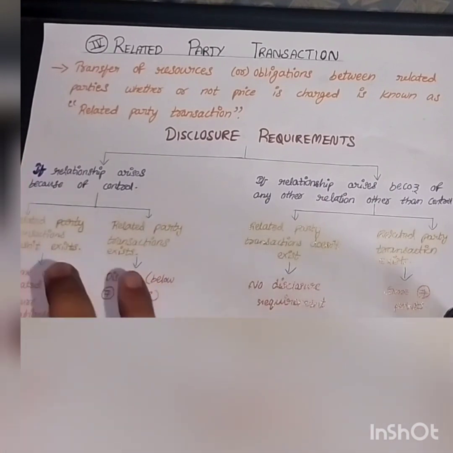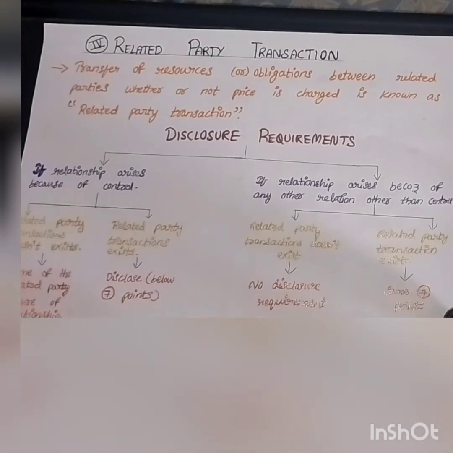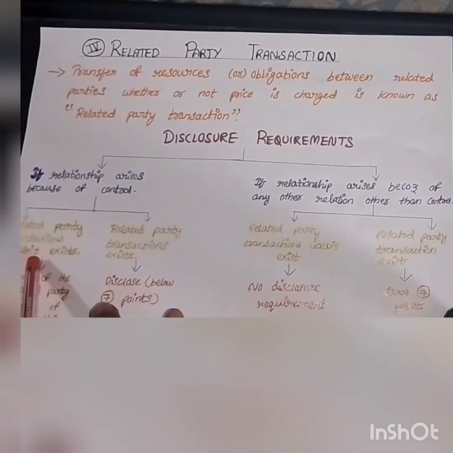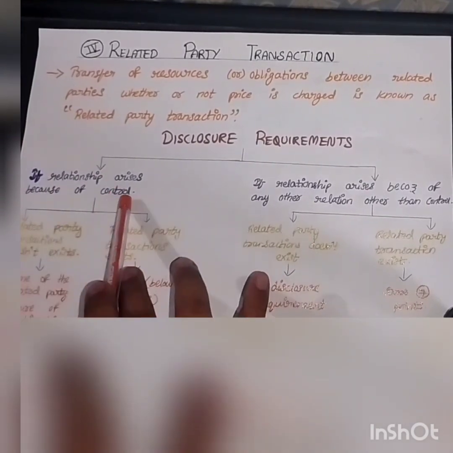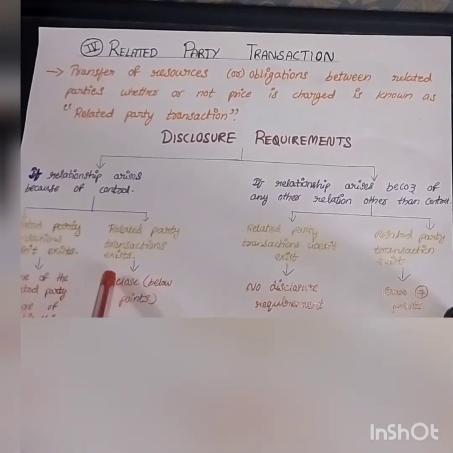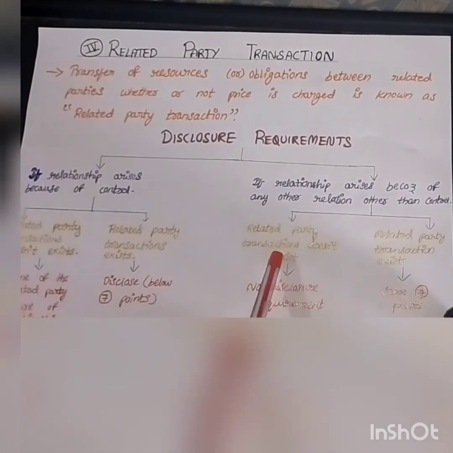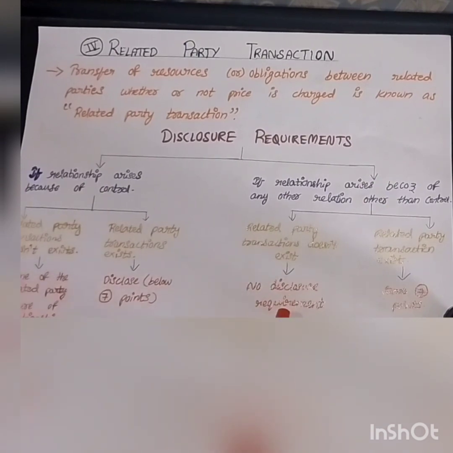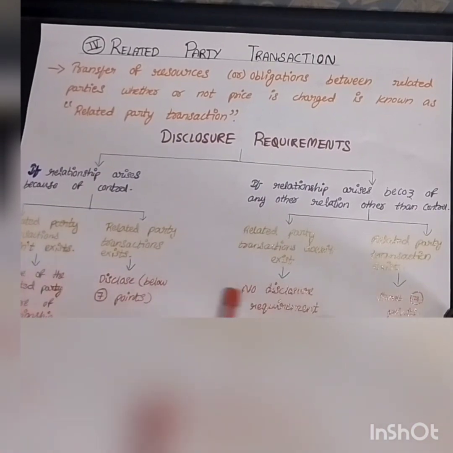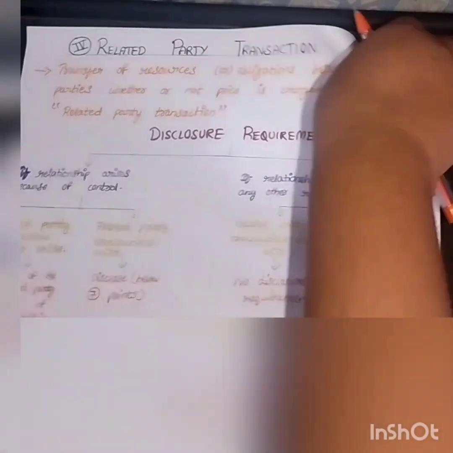I repeat again, in the case of disclosure requirements according to Accounting Standard 18: if the relationship arises because of control and no transaction exists, name and nature should be disclosed. If in the case of control a transaction exists, we have to disclose 7 points. I'll be discussing those 7 points now. In the case of other than control and no transaction, there is no disclosure requirement. But other than control, if a transaction exists, then the same 7 points need to be disclosed. So what are these 7 points, ma'am? Let us see those 7 points.